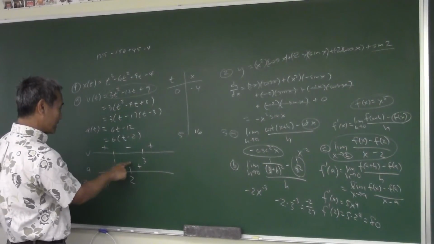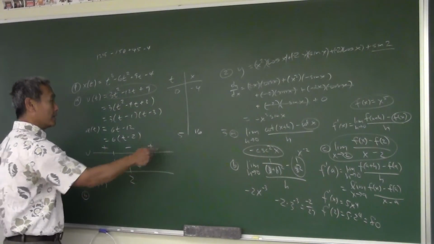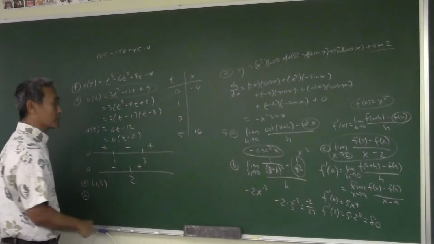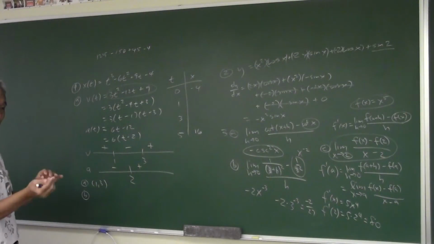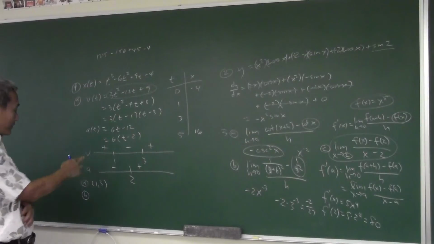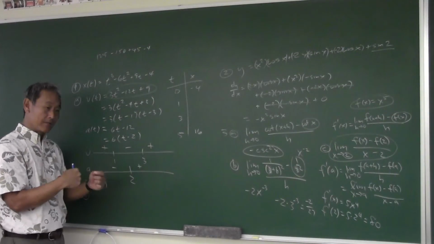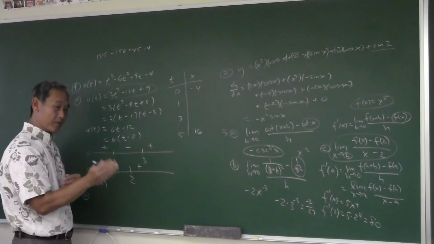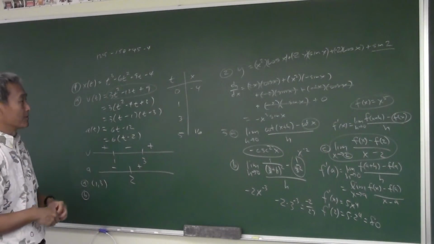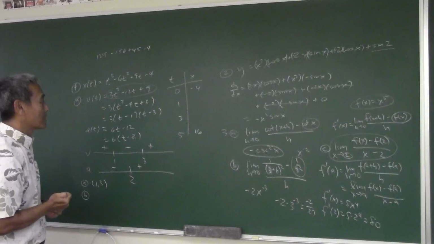Notice that the velocity changes direction at 1 and 3, so you also have to compute the positions at these times because that's where it turns around. See, because from 0 to 1, it's moving to the right. Then from 1 to 3, it's moving to the left. And then from 3 to 5, it's moving to the right again. So we need to compute the positions at these times as well.